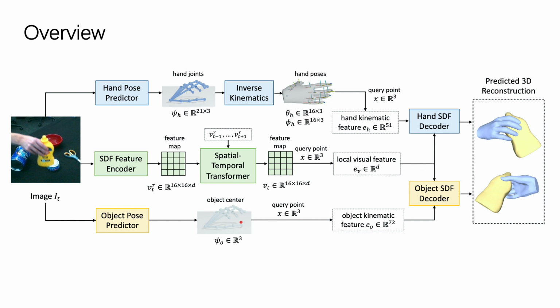to the hand wrist. Finally, we use a spatial and temporal transformer to aggregate features from multiple frames and produce refined feature maps. Then, given a 3D query point, we produce hand and object kinematic features according to their poses. Also, we feed these kinematic features with queried local visual features into SDF decoders for shape learning.